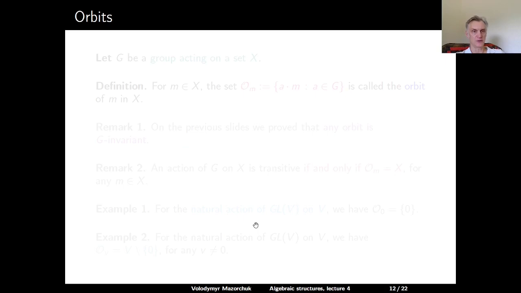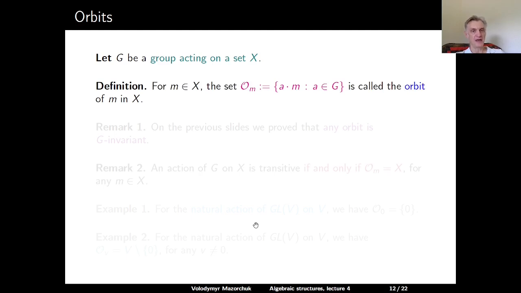Now let us talk about orbits. Let G be a group acting on a set X. Definition: for m in X, the set O_m, which consists of all elements a dot m, where a is an element in G, is called the orbit of m in X. So we saw this set in one of the previous proofs. And in that proof we actually showed that this set is G invariant. So the orbit of any element is an invariant subset of the underlying set.